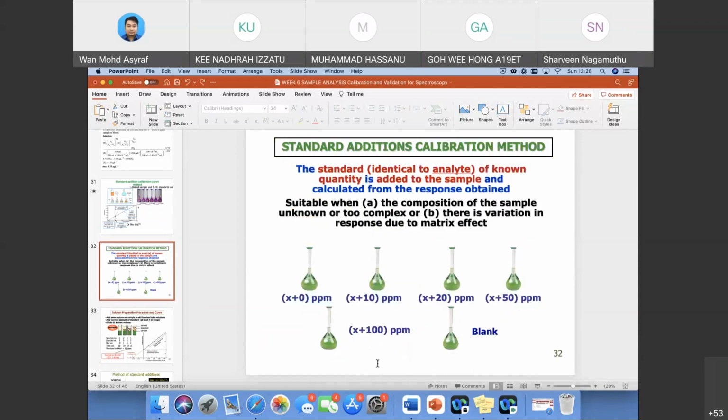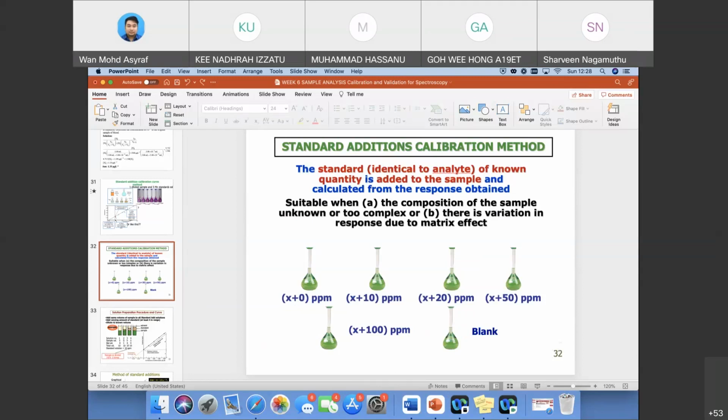So, for example, for the 10 ppm standard, for the first one you don't put any volume. The second one, you put 10 mil of 10 ppm. The third one, you put 20 mil of 10 ppm, and then this is 50 mil of 10 ppm, and then the fifth one, you put 100 mil of 10 ppm. It is not the difference in the concentration of the standard, but it is the difference in terms of the volume.